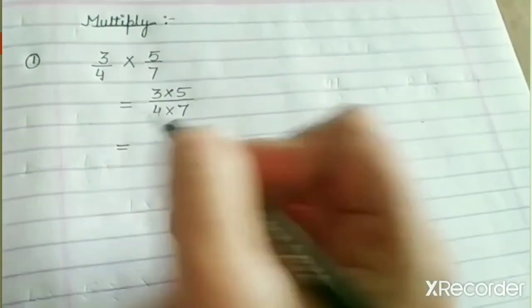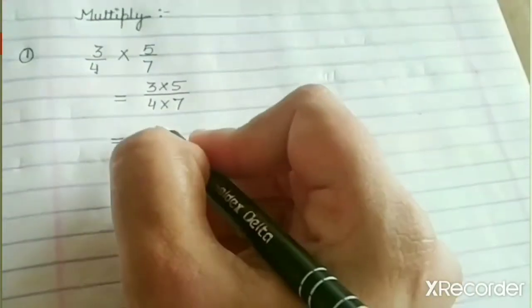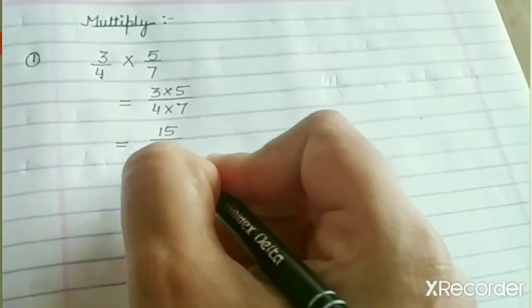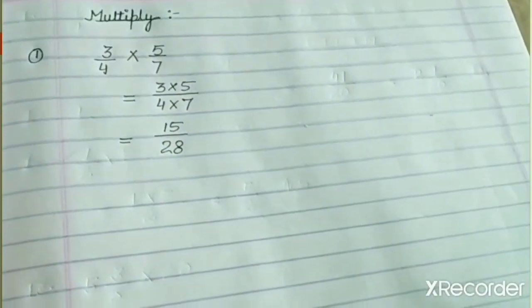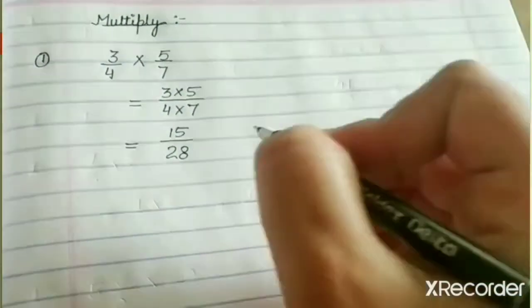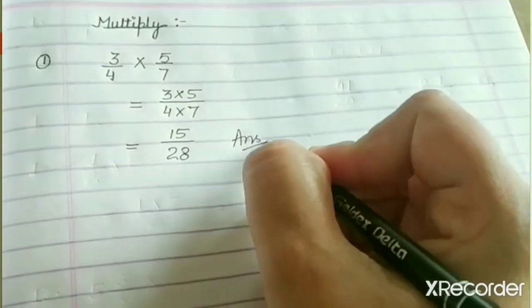Next step is multiply the numerators. 3 5s are 15 and 4 7s are 28. If it is possible to simplify both of them, then do it. If it is not possible, then this is the answer.